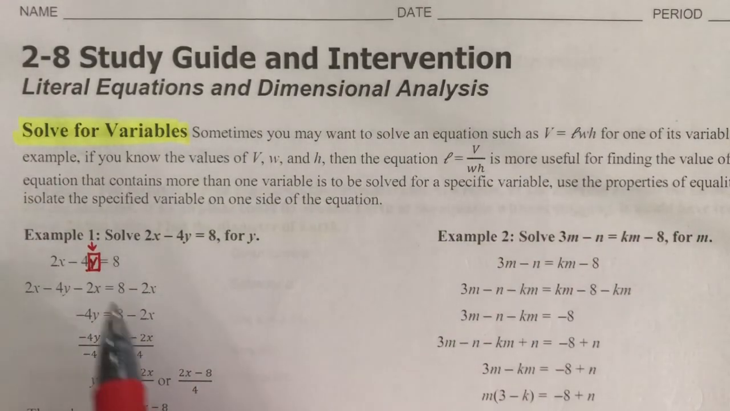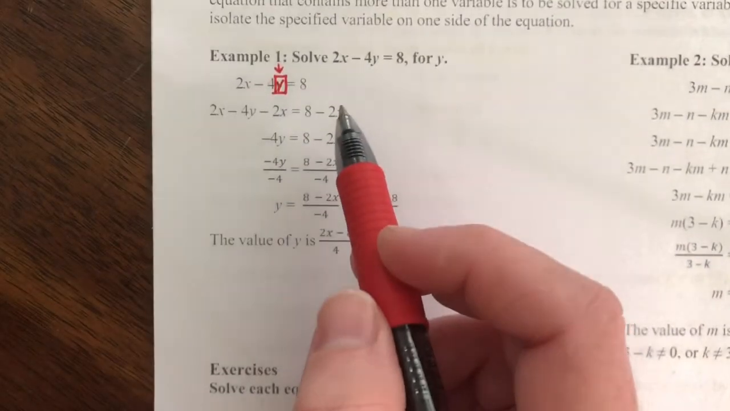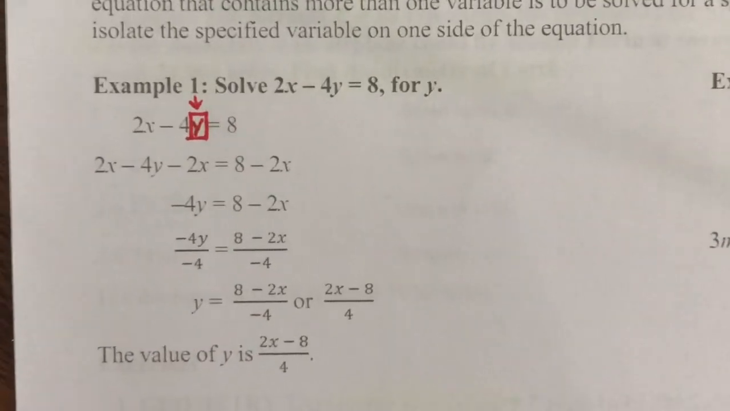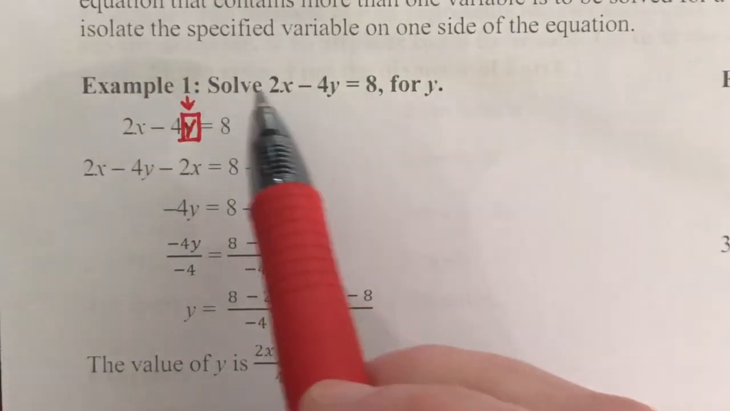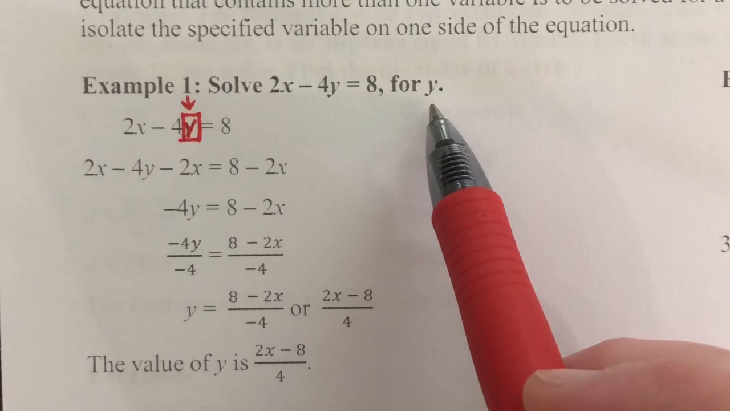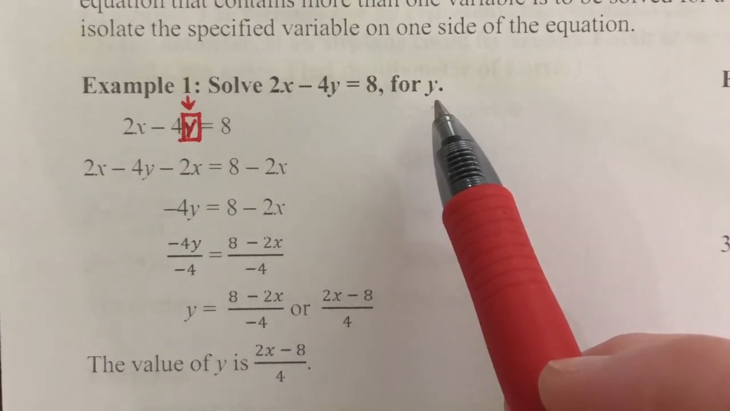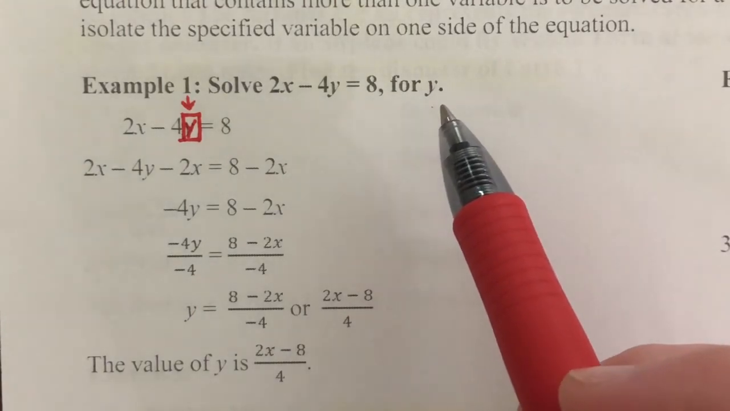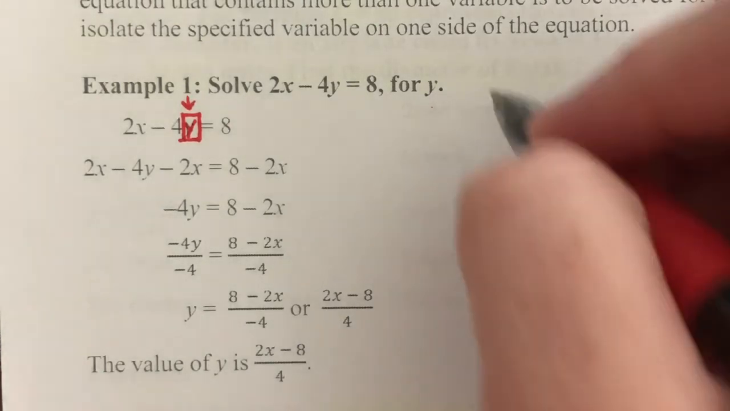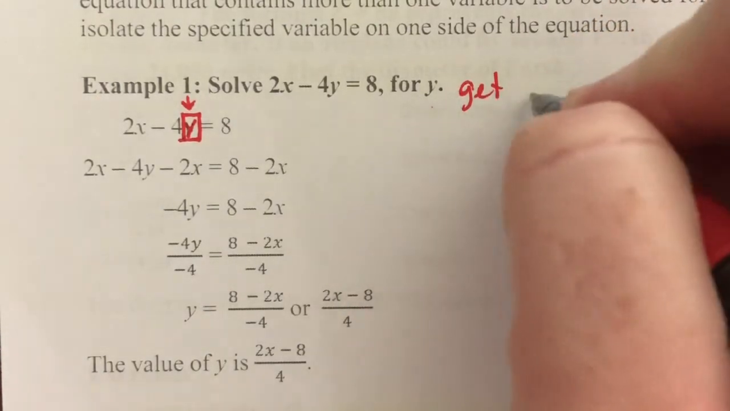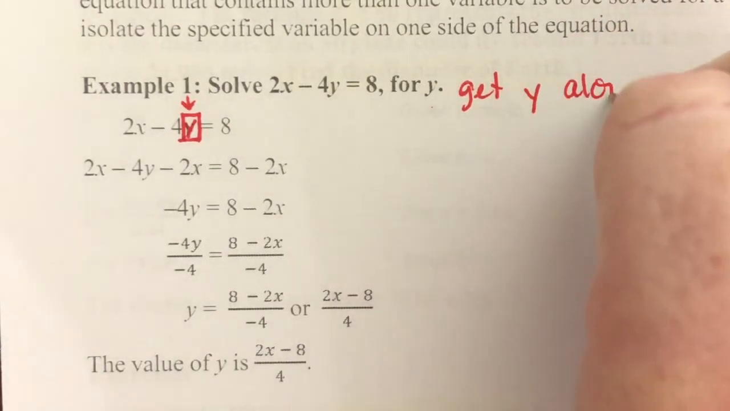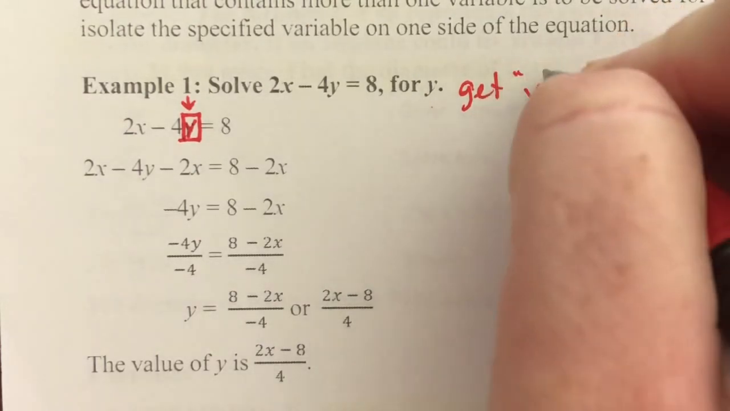Okay, that's not helpful. So here for this first example, all we're doing is it gives us this equation and it says to solve it for y. Solve for y just means get y by itself. Get y alone. That's it. That's all it means, right?